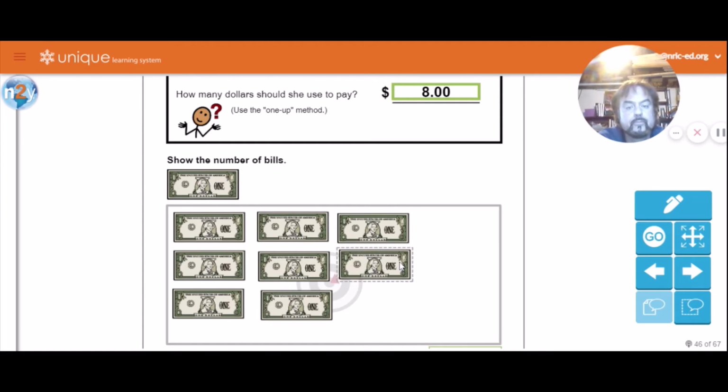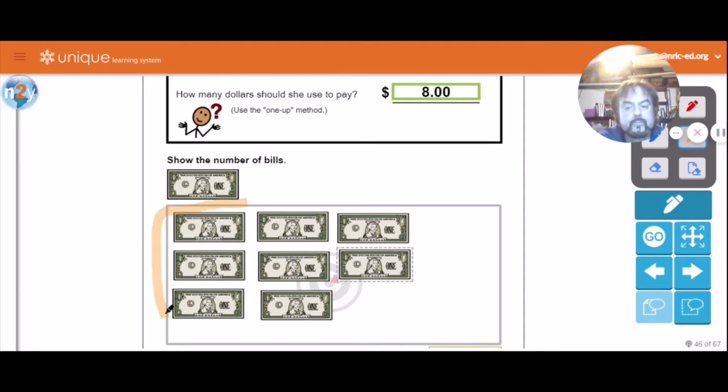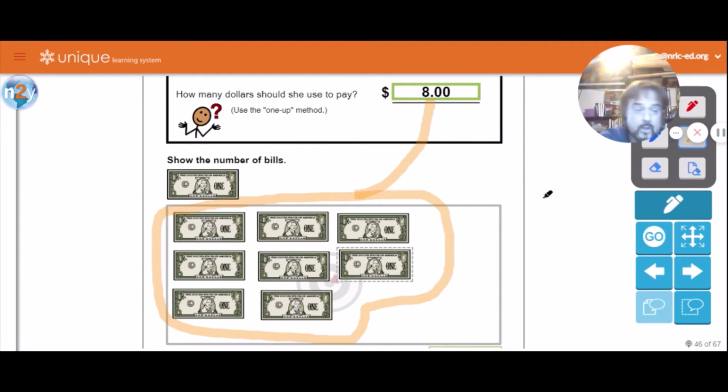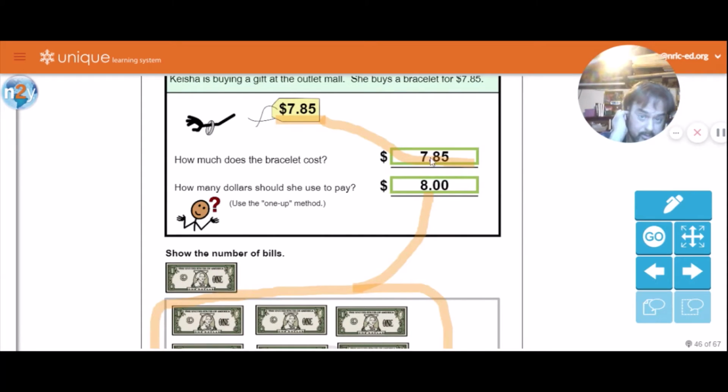1, 2, 3, 4, 5, 6, 7, 8. All right, there's our $8. All right, and that's what $8 looks like. So $8 will pay for the bracelet, which costs $7.85.